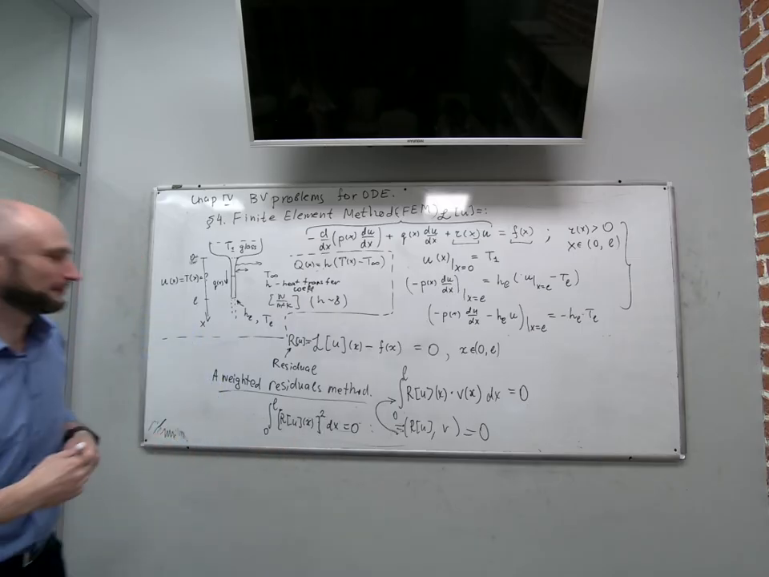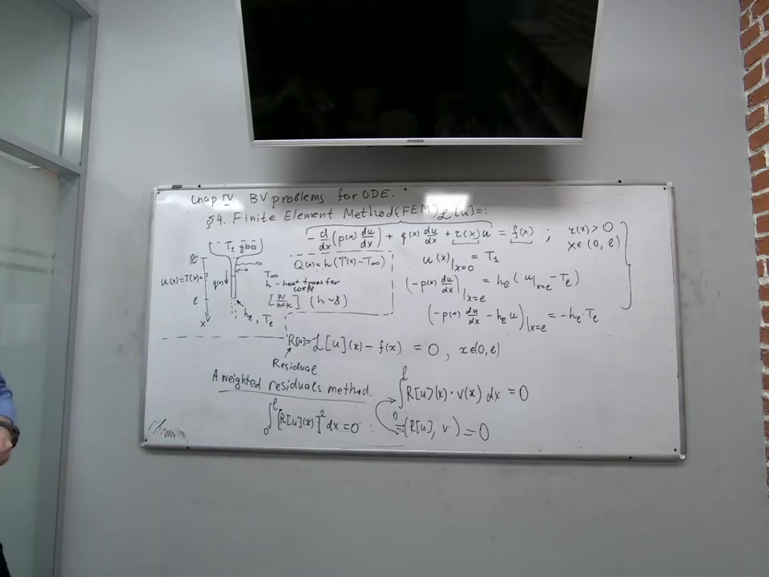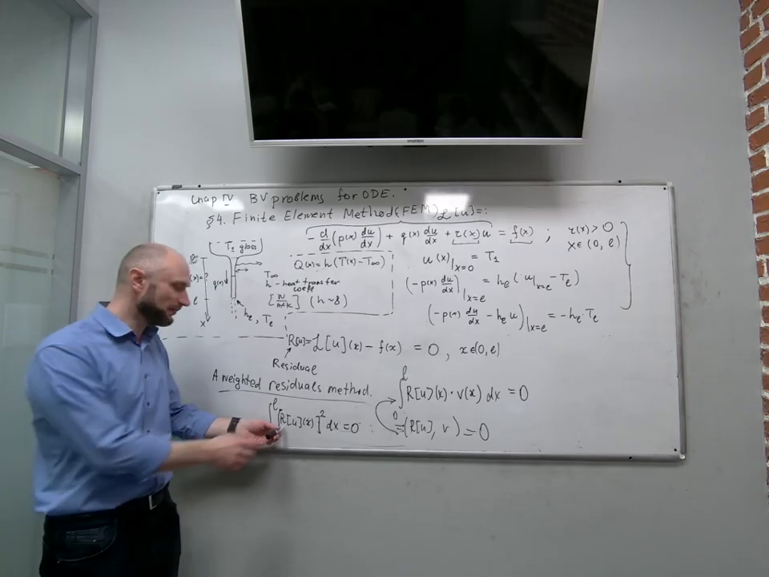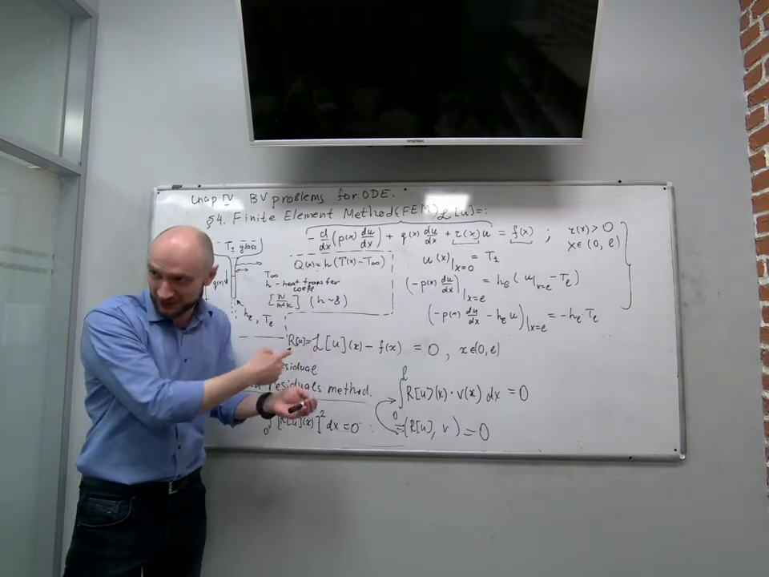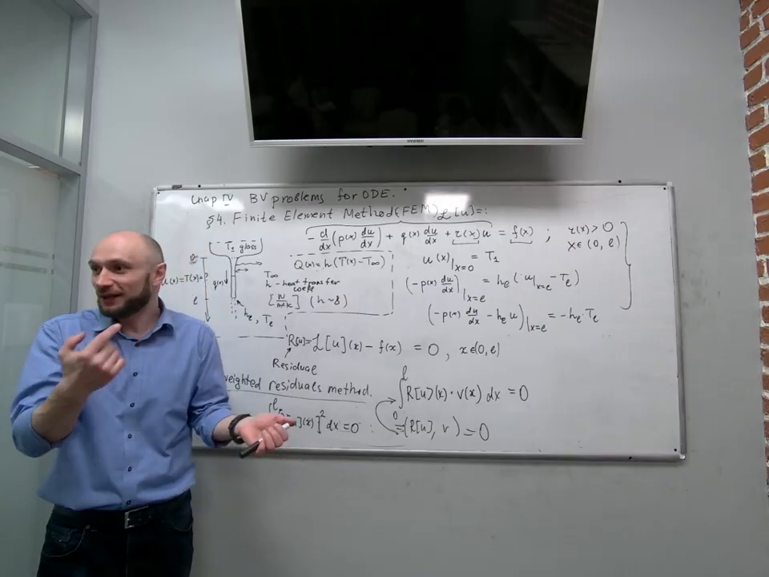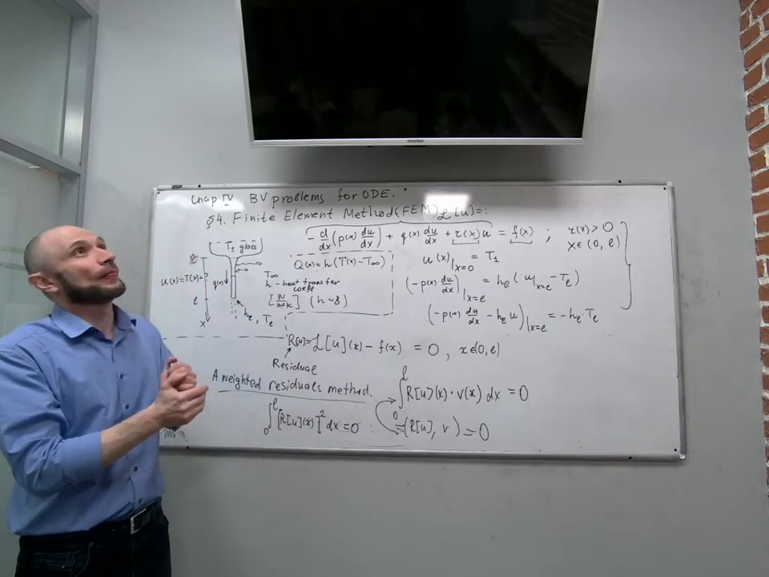So if it satisfies this square integral, it must be 0. But if it is 0, maybe it does not satisfy the square integral. Yes. So if some function satisfies this, it may not satisfy this exactly. It must not be 0 everywhere.